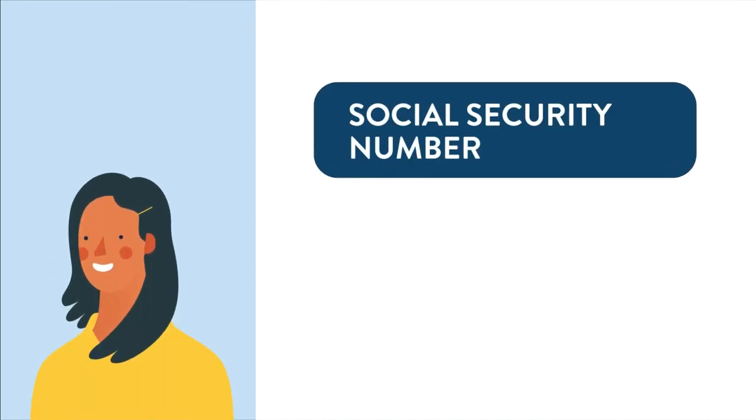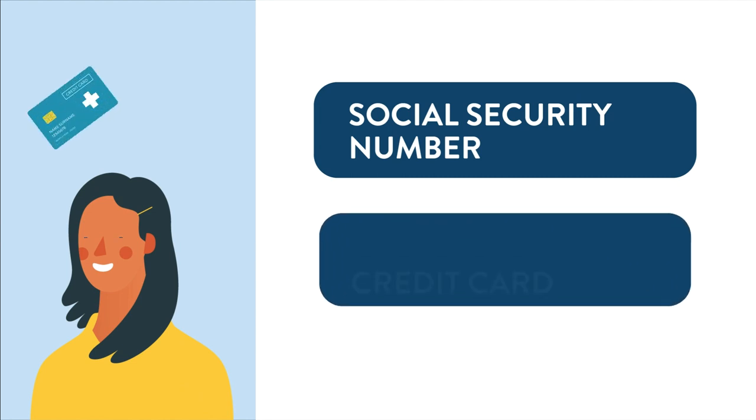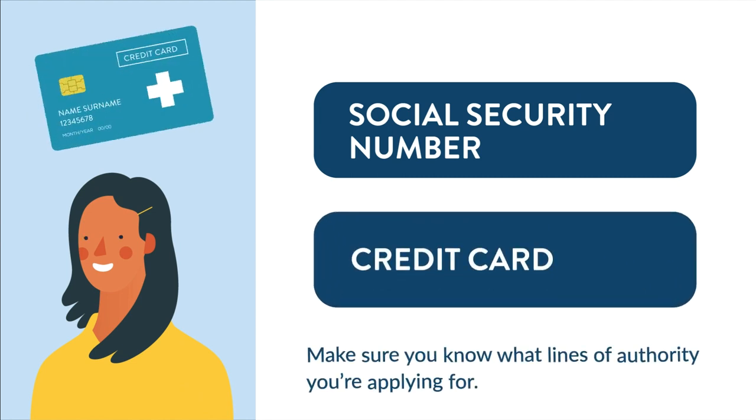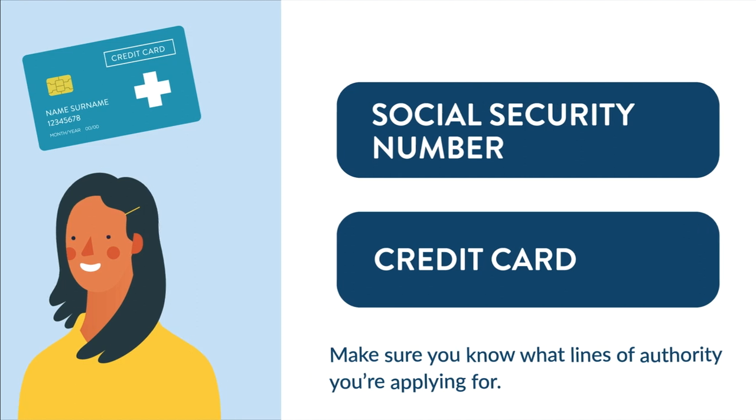Have your Social Security number available. Also, have a credit card available to pay your application fees. Make sure you know what lines of authority you're applying for.